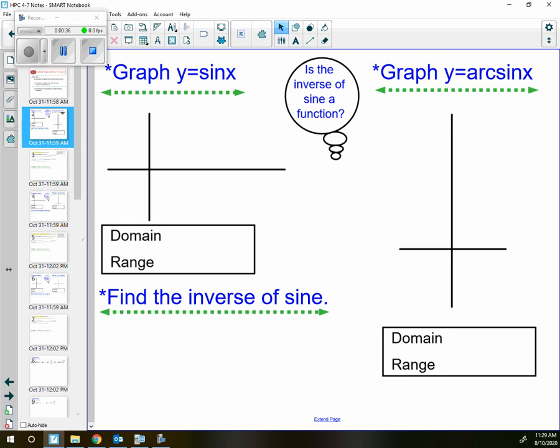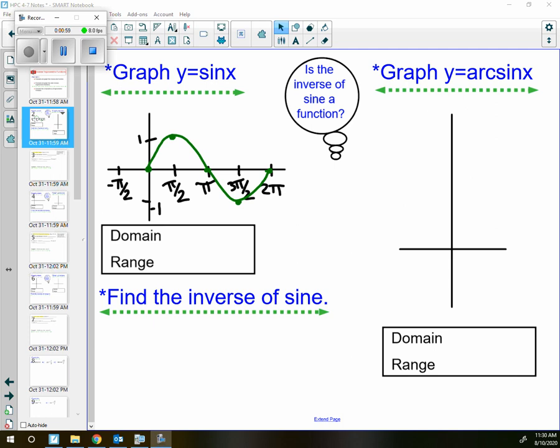So I want you to go ahead and pause the video. I want you to graph one complete period of sine. We're going back to that original graph of what sine is, so then we can talk about what the inverse might look like. So remember what sine looks like when you graph it, and go ahead and make one complete period. All right, so hopefully we have one complete period of sine there. So middle, max, middle, min, middle.